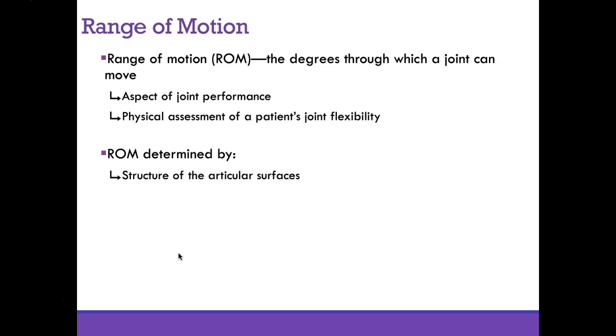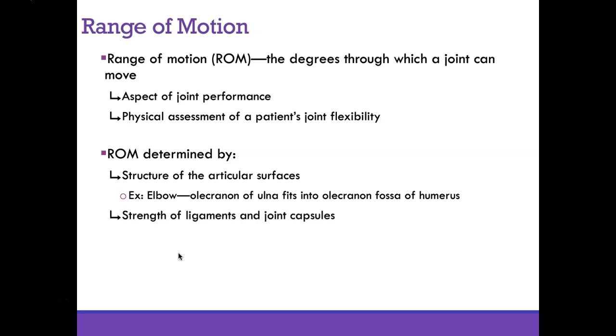It's firstly determined by the structure of the articular surfaces. So depending on the actual bone structures, that will determine the range of motion. For example, the elbow is a hinge joint, and it works because of the structure of the bones in the elbow. The olecranon of the ulna fits into the olecranon fossa of the humerus. And because of the structural compatibility, this allows flexion at the elbow.